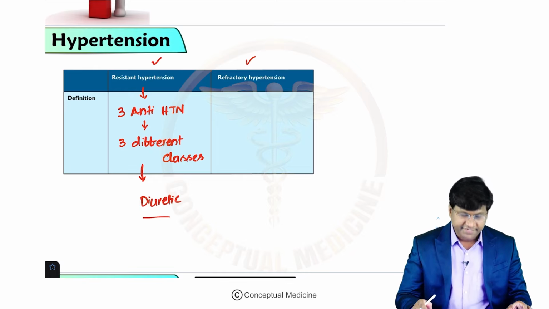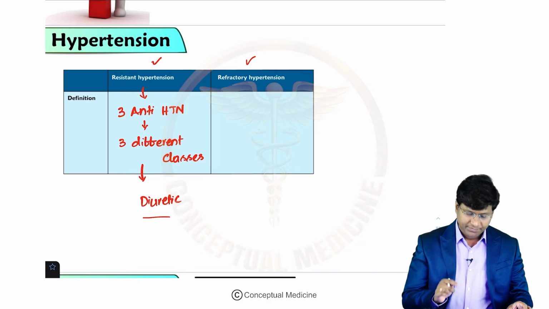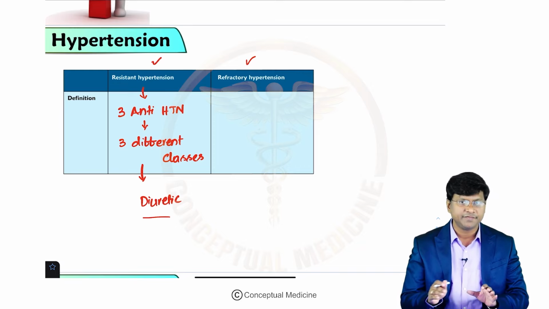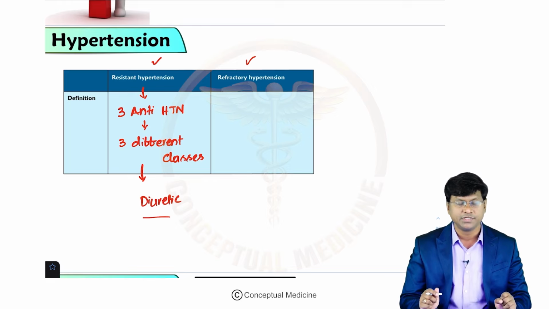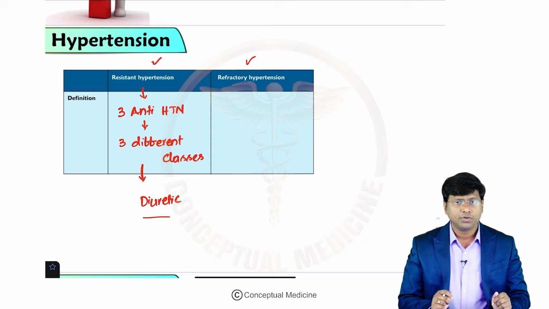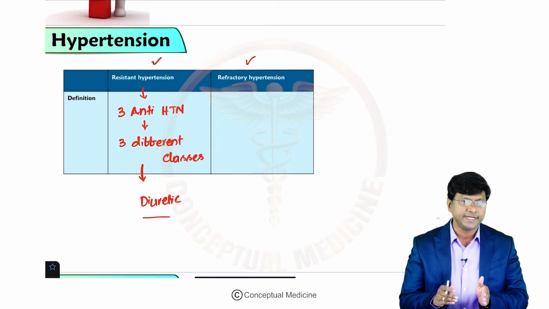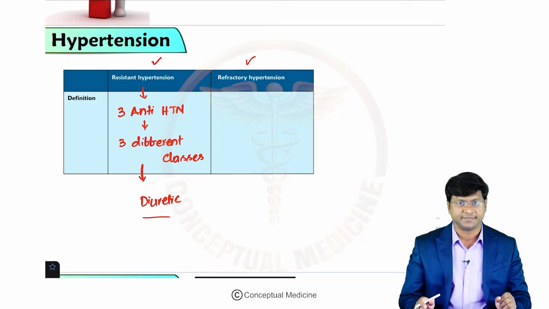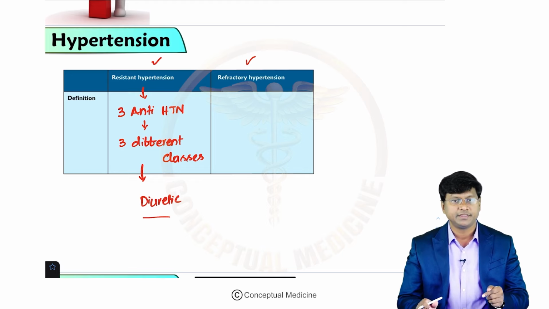Then coming to refractory hypertension. See, what is refractory hypertension? Refractory hypertension is seen in around 3 to 4% of patients. This refractory hypertension comes from individuals with resistant hypertension. So, how do you define that?